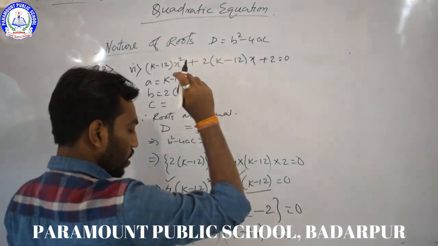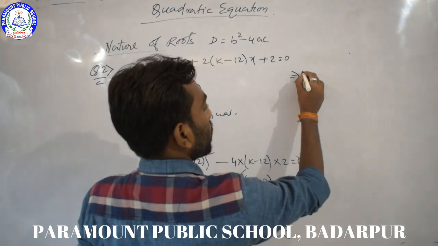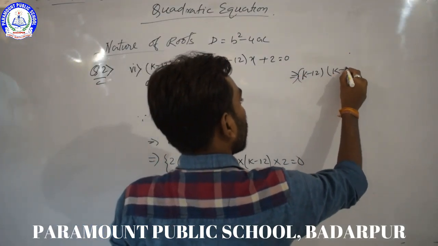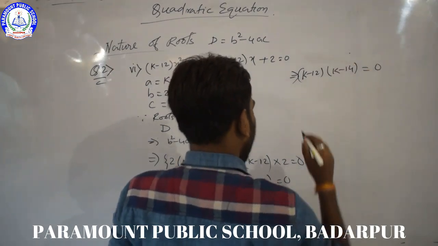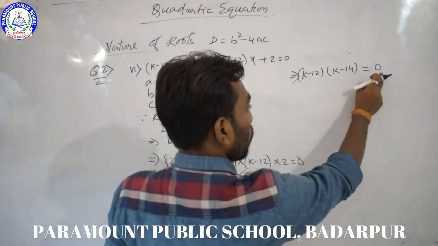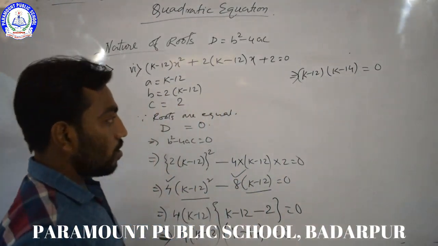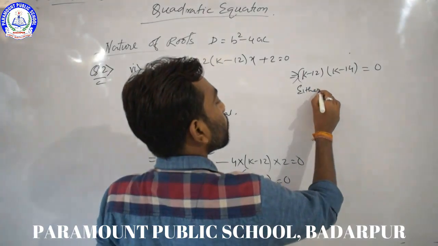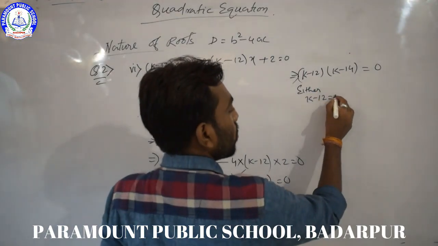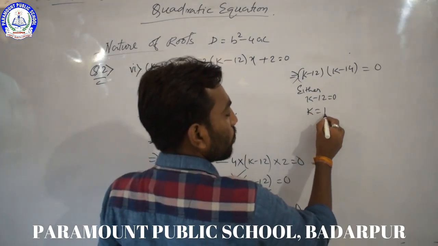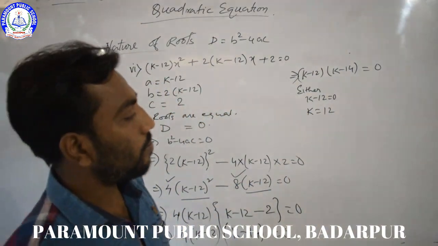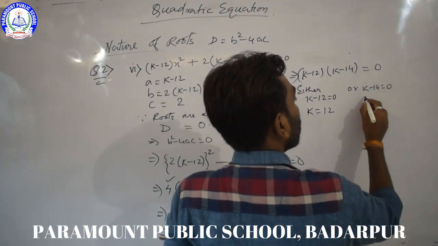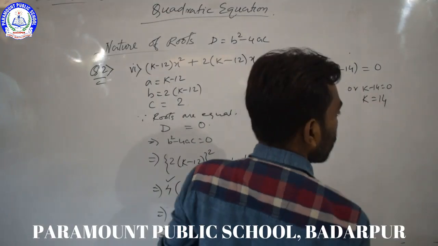So what are the factors we can see from here? We can see k minus 12 into k minus 14 is equal to 0. This 4 will go in the denominator and it will get cancelled out. So from here we can say either k minus 12 is equal to 0, so our k value becomes equal to 12, or k minus 14 is equal to 0, k is equal to 14.